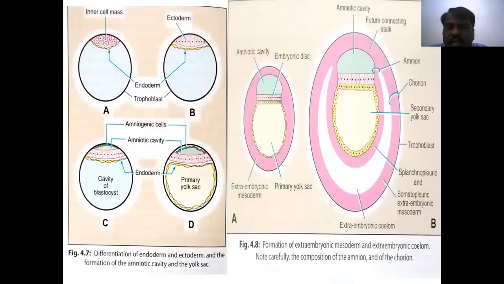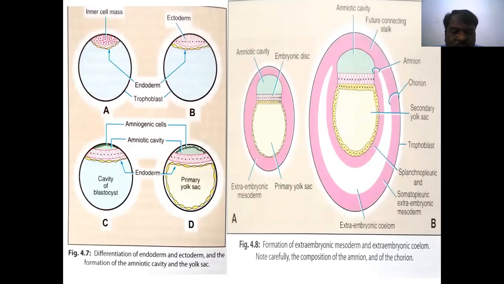See here, we can identify the cells becoming specialized to form the endoderm cells. That is called the primary yolk sac. This is the amniotic cavity. So at this stage the amniotic cavity and primary yolk sac form. Further, with this primary yolk sac and amniotic cavity, these cells become a block, the ectoderm and endoderm forming the amniotic cavity and yolk sac.